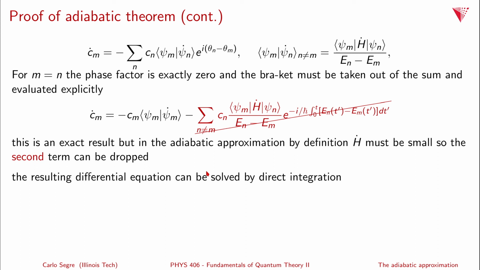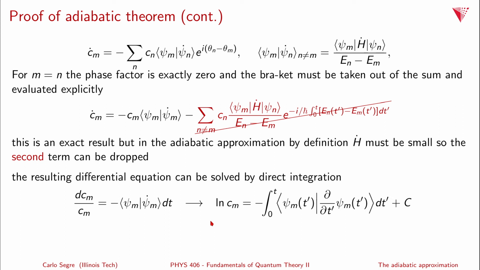We can now solve this by direct integration. Right, so we bring C sub m over here. We have dC sub m over C sub m is equal to minus the inner product of psi sub m with its own time derivative times dt. And this is just a number after you finish the inner product. So that means that the natural log of C sub m is equal to direct integration of this term, which is integral from 0 to t times a minus sign, psi sub m of t prime times the partial with respect to t prime of psi sub m of t prime, close inner product, dt prime plus a constant.